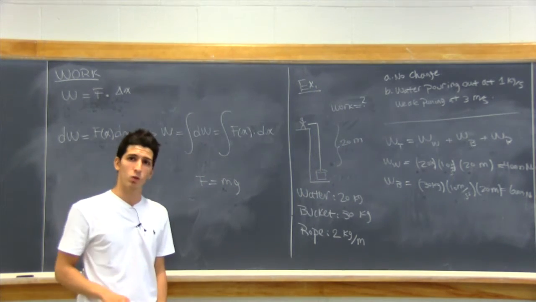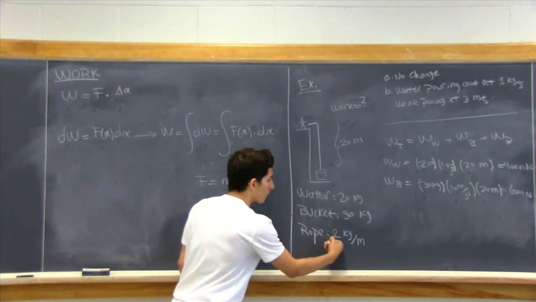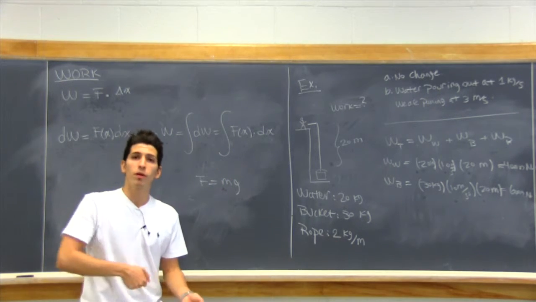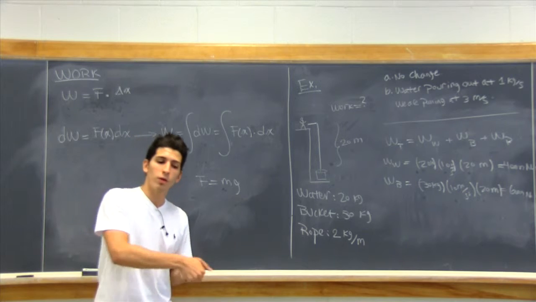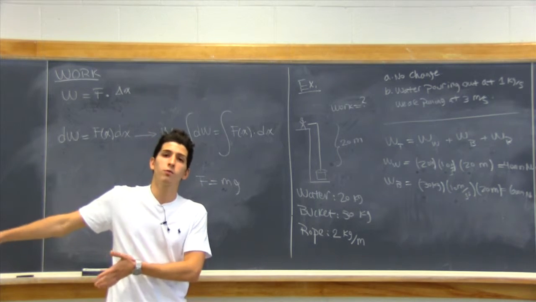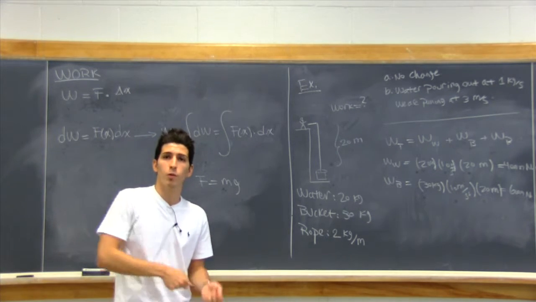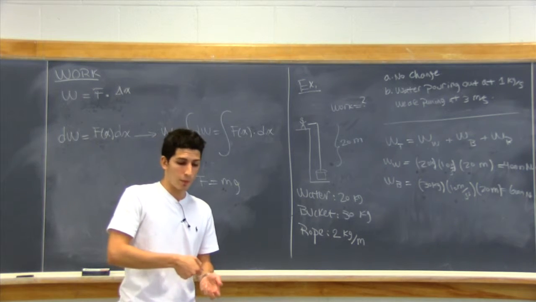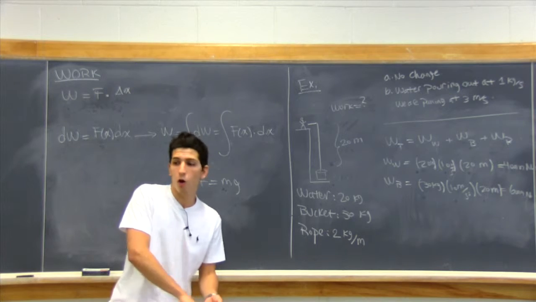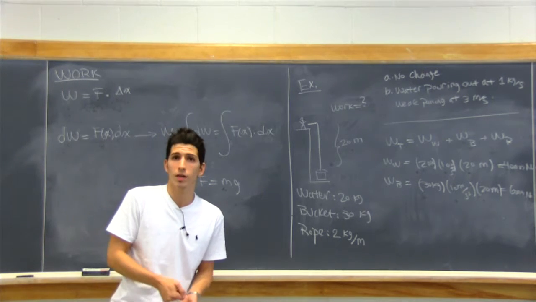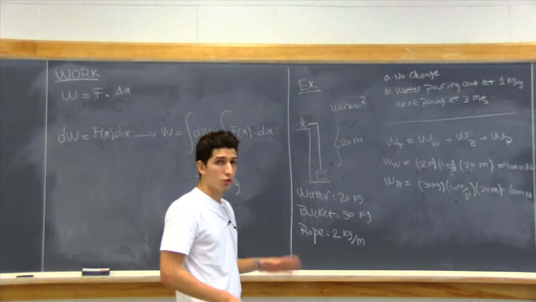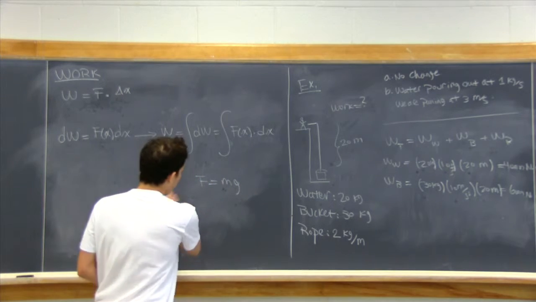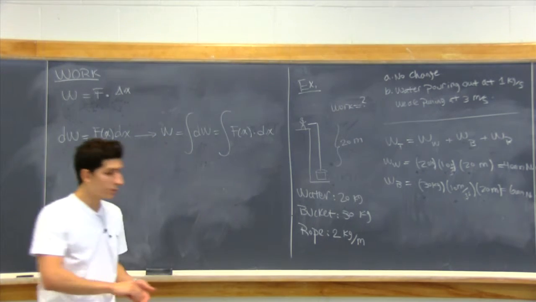So what about the rope? Now the rope is a little different. Why? Because as we're pulling up the rope, we're pulling some of it, and now we don't have to pull up that weight anymore. So the weight of the rope is actually changing, so that by the time we get to the end, all the rope has already been pulled and we're not pulling anything, right? So we have to somehow account for that. And we're going to do it very simply.